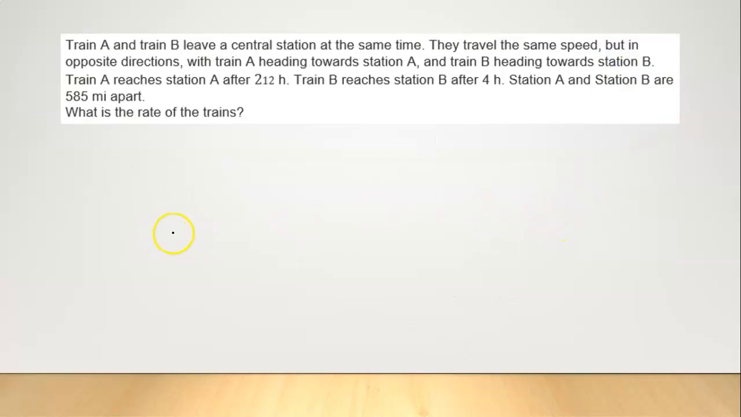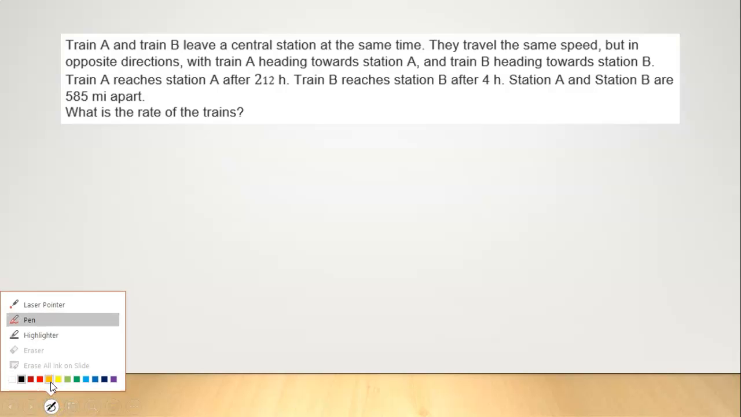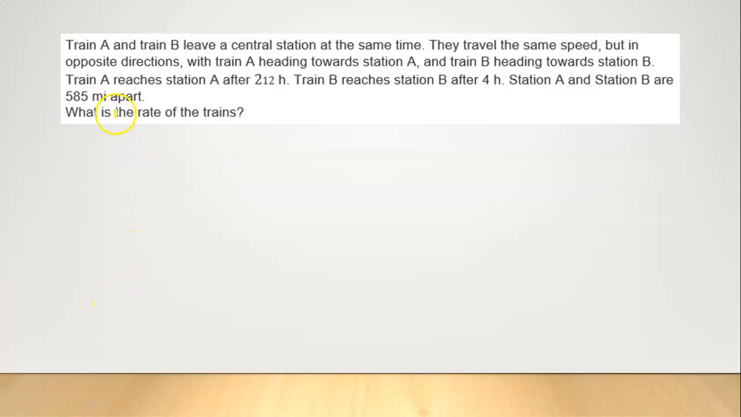All right, let's try the next one. I find these problems to be almost so easy that it's hard. Do you ever think that way? There are so many words, but you know it's got to be easier than what they're making it out to be, and more than likely it is. So let's highlight some stuff.